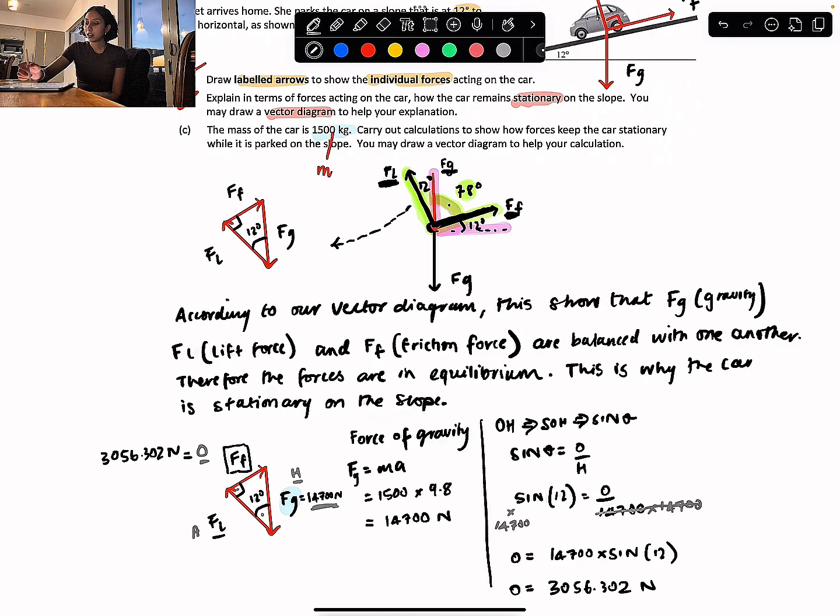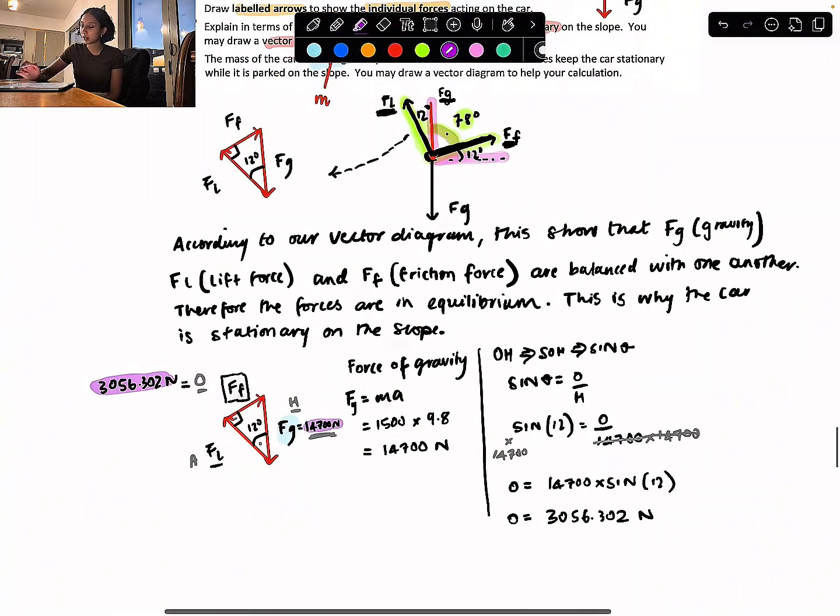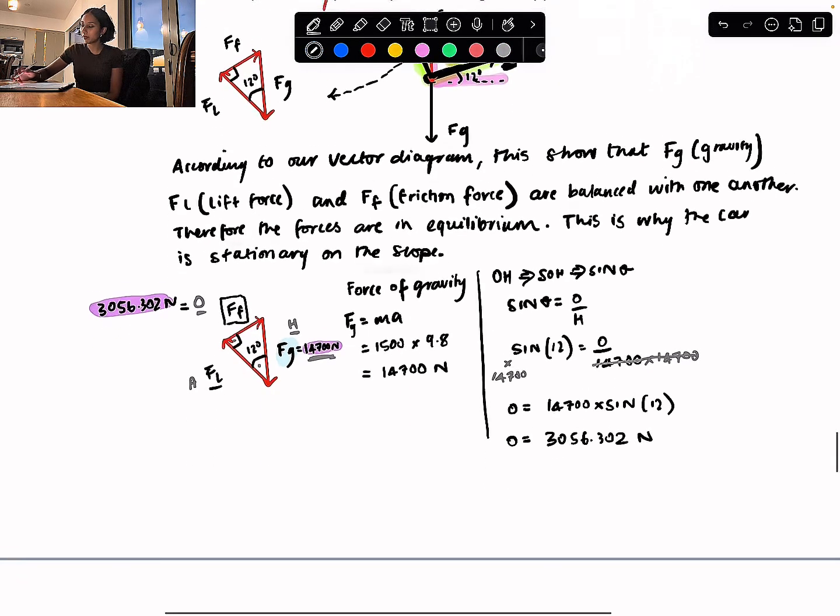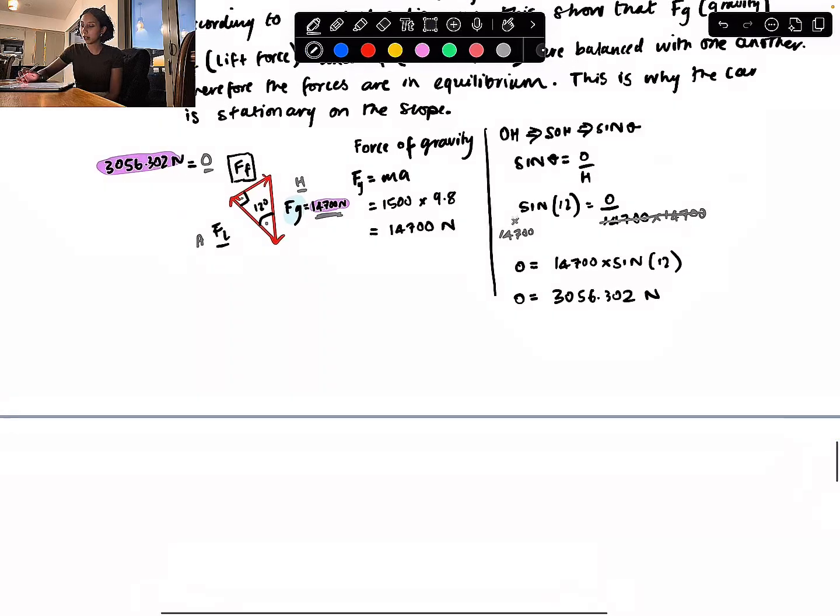Okay, so let me highlight everything. I've got my force of gravity and my force of friction. And then now I'm going to finally work out my lift force. Okay, my lift force. Scroll down a little bit.